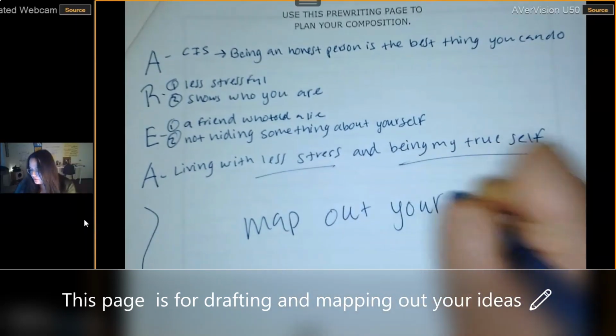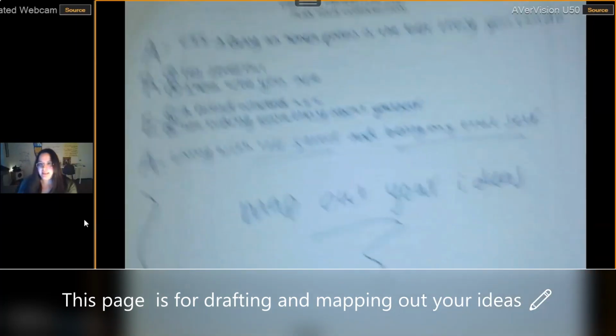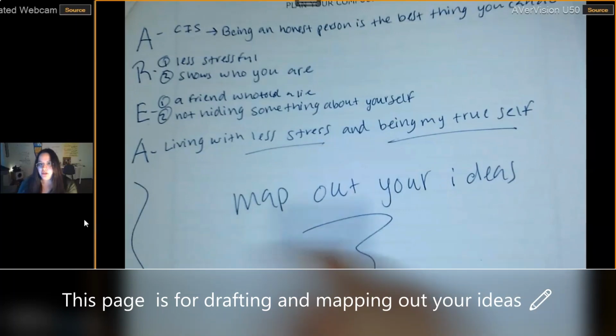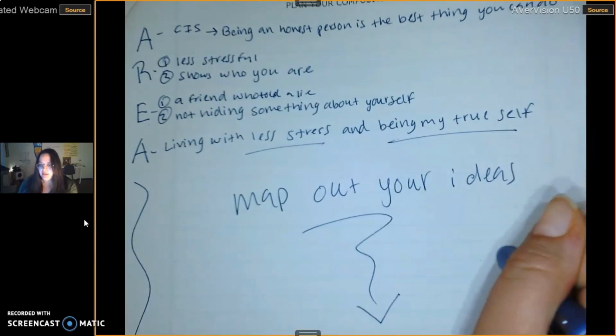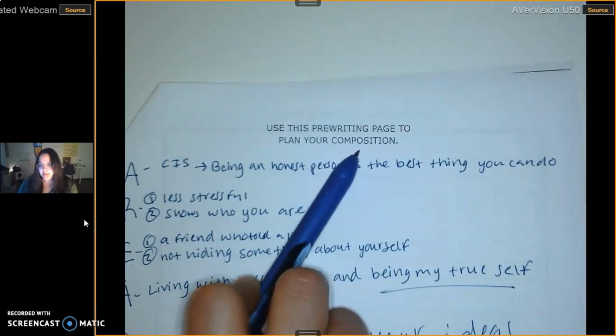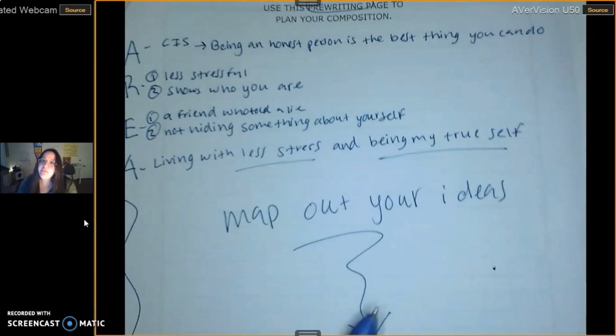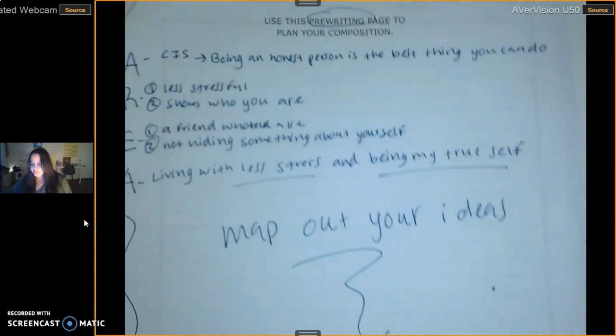Map out your ideas. And I want you to do that here. Okay? That's where you're going to do that, on this page. This is your plan, your composition page. So make sure that you use this for pre-writing. Don't ignore this page. This is a very useful tool for you.